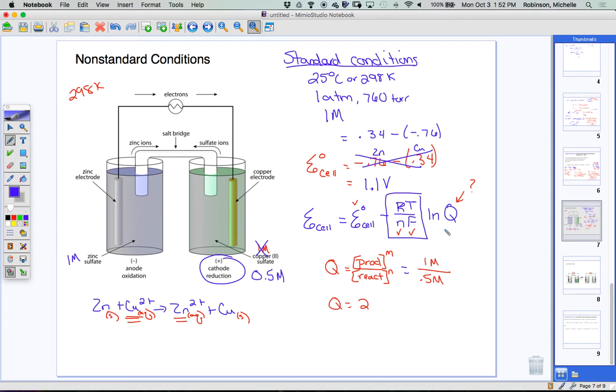The more it's going to reduce the standard voltage. Okay, so now you can plug and chug, right? You can do that part.